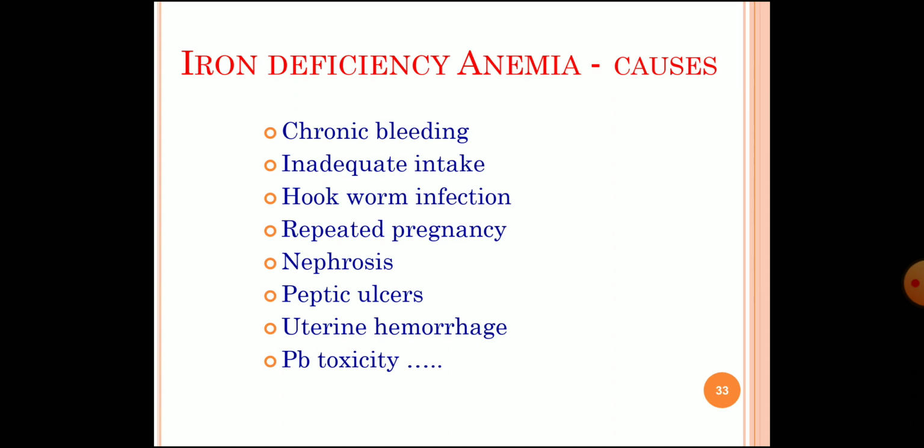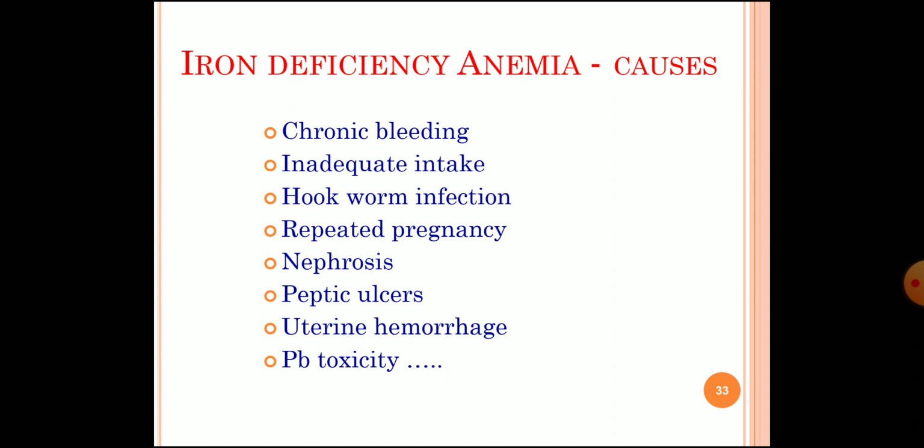Inadequate intake, if you are not taking a proper diet, that is iron-containing food, then in a chronic case it will develop anemia. Then hookworm infestation. Hookworm will suck the blood in the intestine, so that will again cause anemia. Then repeated pregnancy. If four or five pregnancies occur successively, the mother will have iron deficiency anemia.